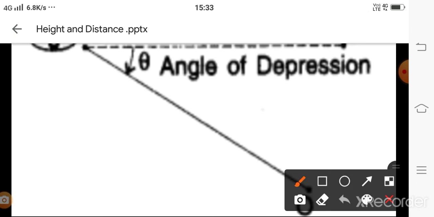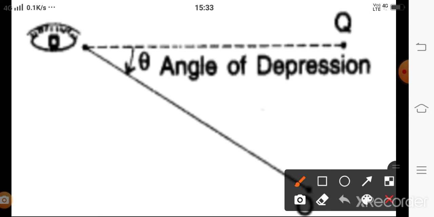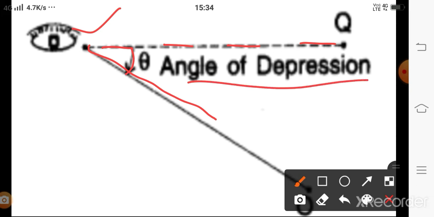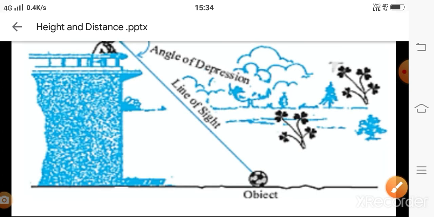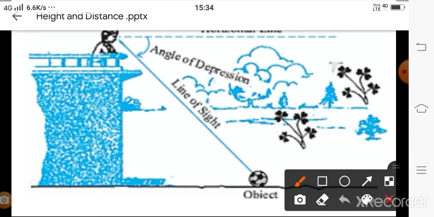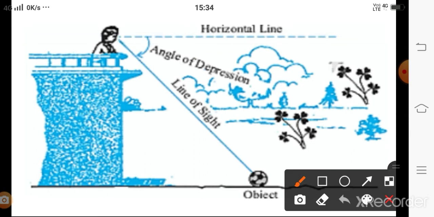If you are observing the diagram, here on the top we have the observer, then we draw a horizontal line which is parallel to the surface, and this is the line of sight. Then the angle formed is called the angle of depression. This is more clear from this diagram: the observer is on the roof and observes the ball, this is the line of sight, this one is the horizontal line, and this is the angle of depression.